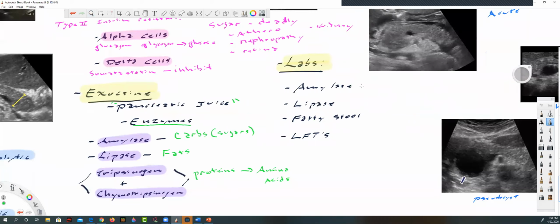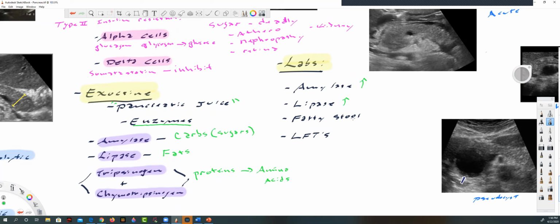Amylase. Increased, well, that's a sign of pancreatitis. This guy's got pancreatitis over here. Lipase. The book goes in a little more detail, I'm not going to. Amylase and lipase are increased. You have a good chance that you have pancreatitis.